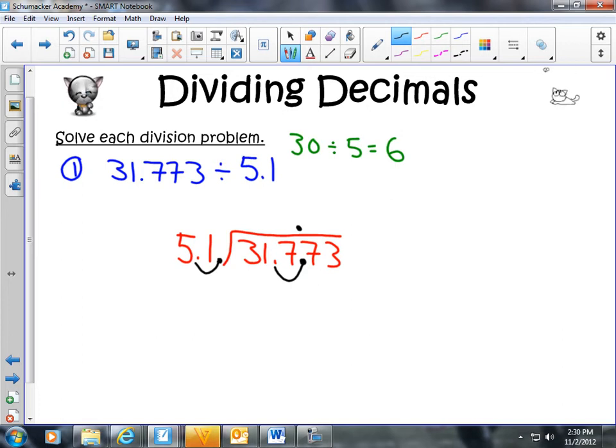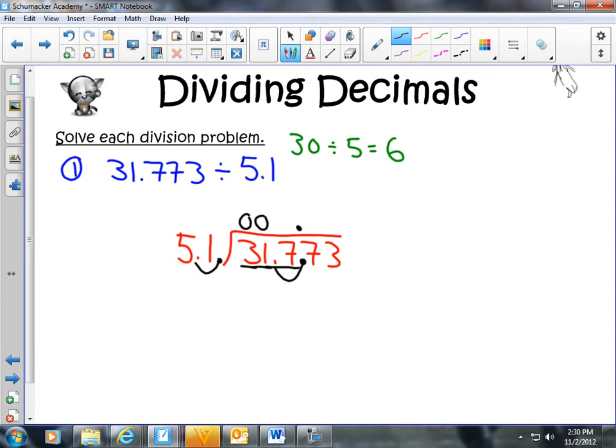I'm going to say, well, can I divide 3 by 5.1? No, I can't. I'm going to put a 0 here just so I don't forget that I cannot divide at this point. How about 31? Can I divide 31 by 51? It's getting closer, but still, no, I cannot. So now I'm at 317. Can I divide that by 51? And the answer is yes, I certainly can.